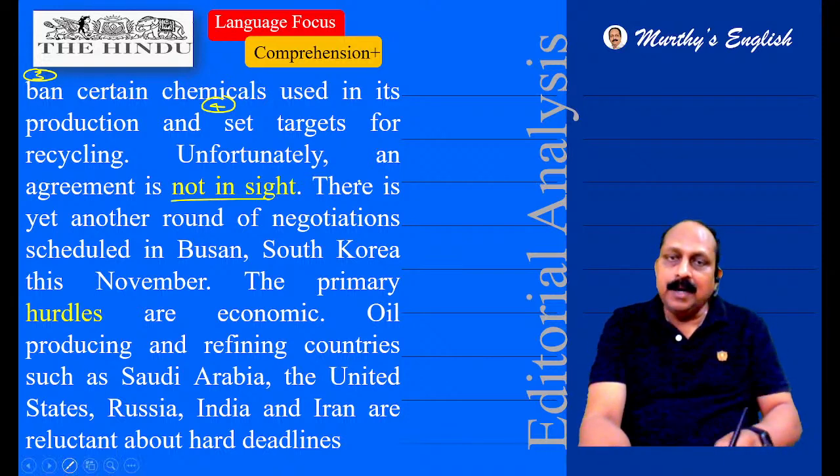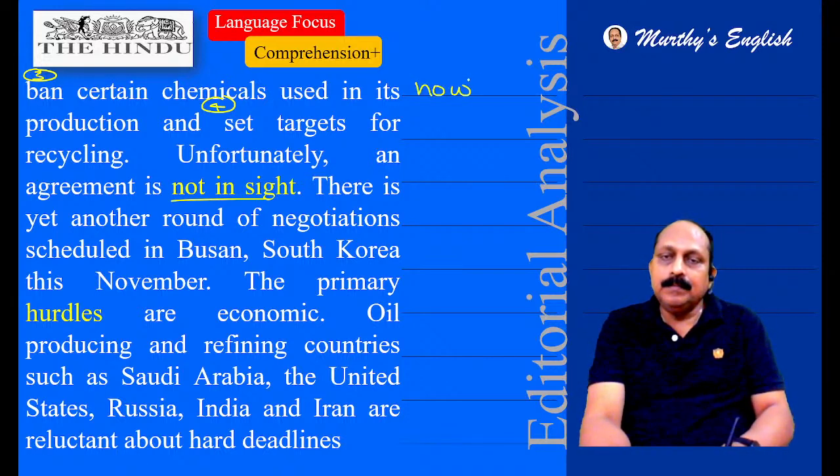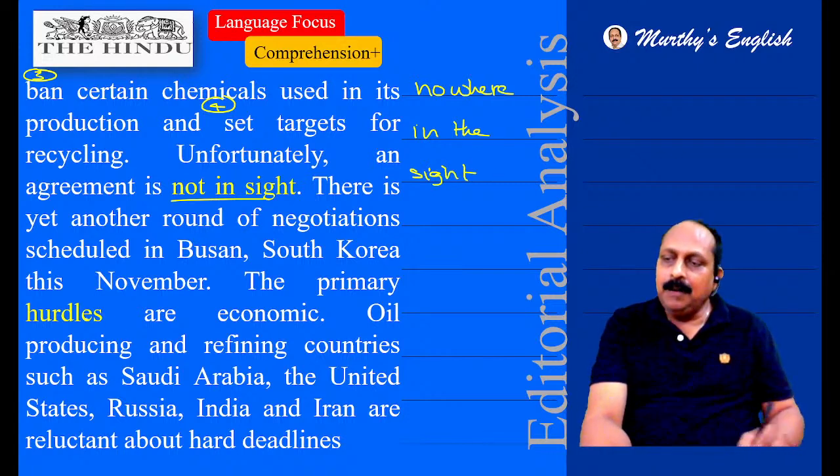Unfortunately, an agreement is not in sight. We can say not in sight, nowhere in the sight. Means they haven't found the solution. Cut down also you can say. There is yet another round of negotiations scheduled in Busan, South Korea this November. One more round they're going to go in for. Yet another round, one more round, for emphasis it has been used. There is yet another round of negotiations scheduled in Busan, South Korea this November.